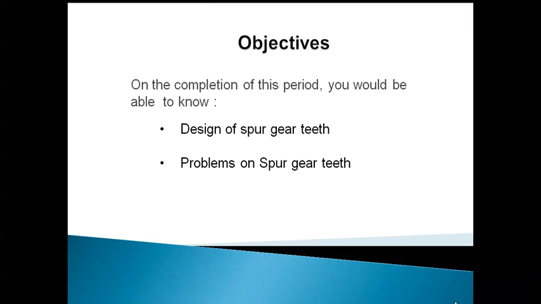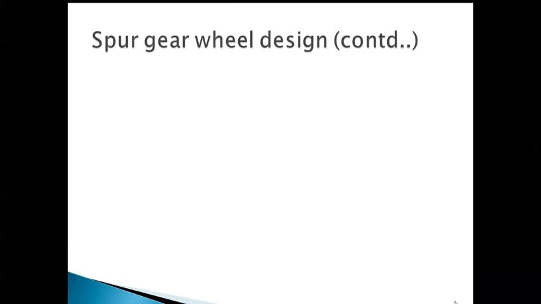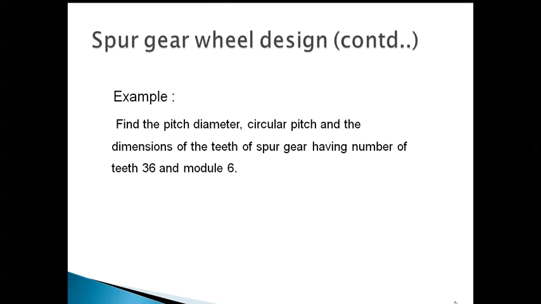So this is the end of the gears topic. Now we'll see some problems on spur gear wheel design. In spur gear wheel design, we need to design the rim, number of arms, hub diameter, inner diameter of the hub and outer diameter of the hub. Here we need to find the pitch diameter, circular pitch, and the dimensions of the teeth of a spur gear having number of teeth 36 and module 6.